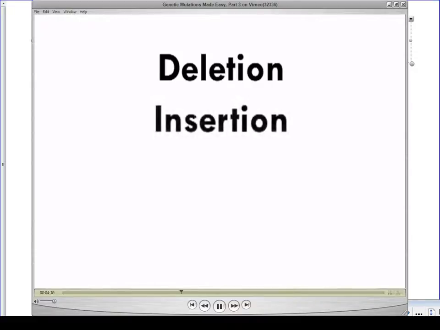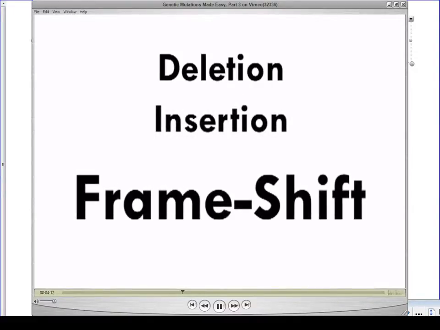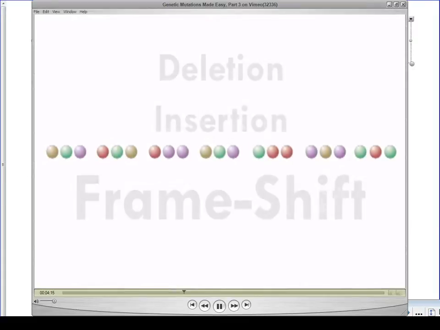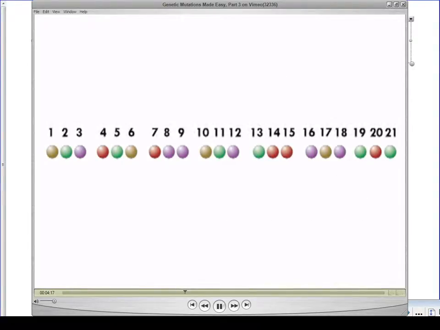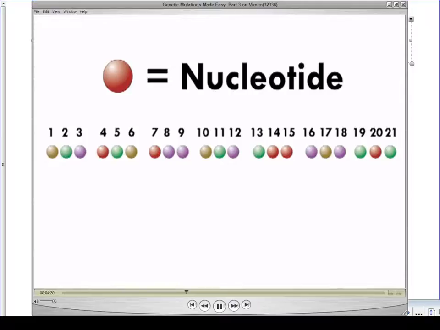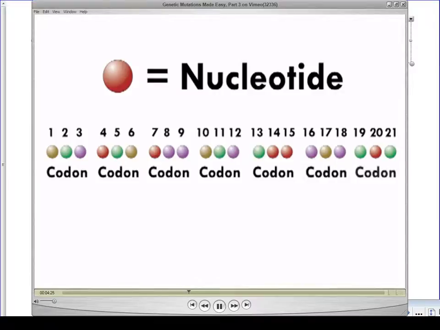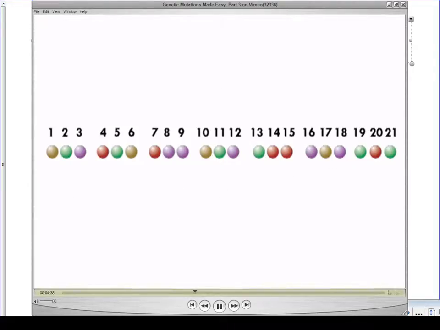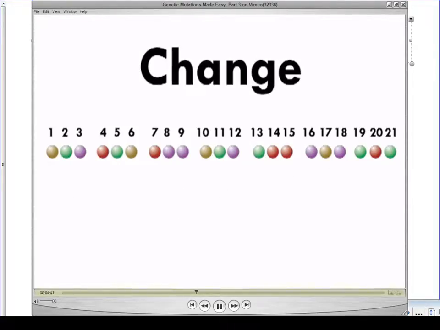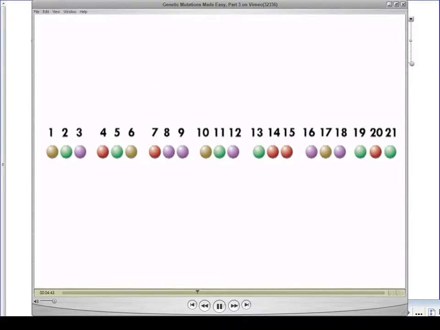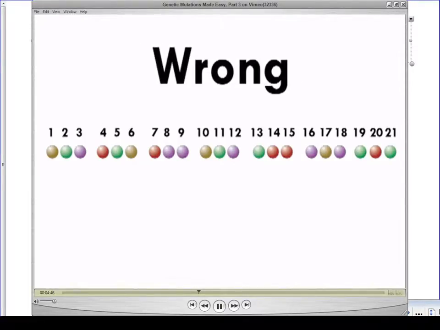Both deletion and insertion can produce what is known as frame shift. Think of a sequence of marbles, numbered 1 to 21. Each marble represents a nucleotide. Every 3 marbles in the order represents a codon. So, in this sequence of marbles, we have 7 codons, where the first codon has numbers 1 to 3, codon 2 has numbers 4 to 6, etc. In a frame shift, a deletion or insertion produces a change in the number of nucleotides in a sequence and leaves the wrong nucleotides in the codon.